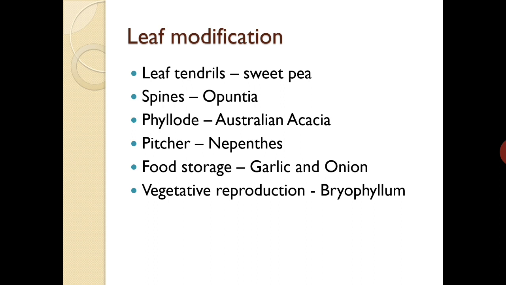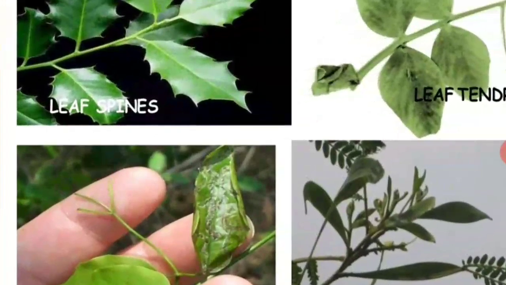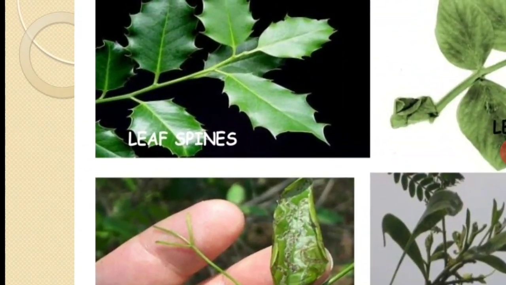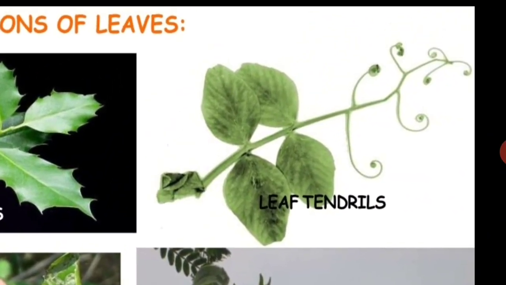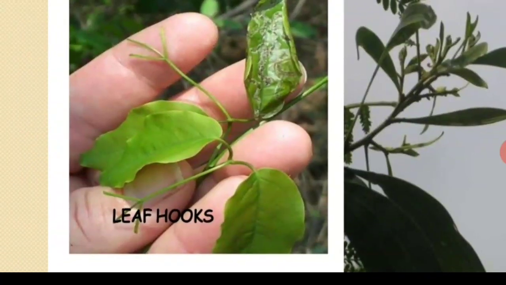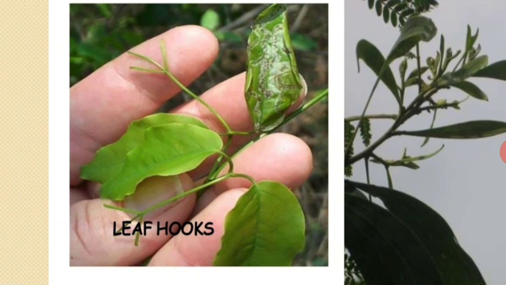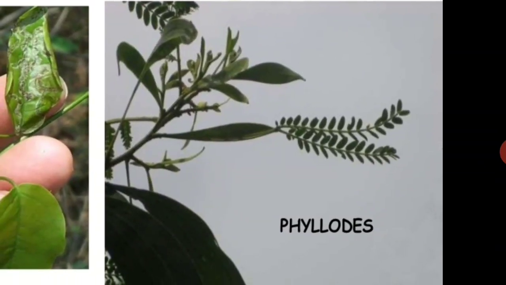Vegetative reproduction is found in the Bryophyllum. In the ajuba plant or in the Bryophyllum plants, vegetative reproduction is found. You can see here leaf spines, in between the leaves, spine leaves. Tendrils of the leaf, the tendrils are there in the sweet pea plants, second picture. And in the third picture, you can see the leaf hooks are there to make the support for the climbing of the plant. And the next one is the Phylloclade.